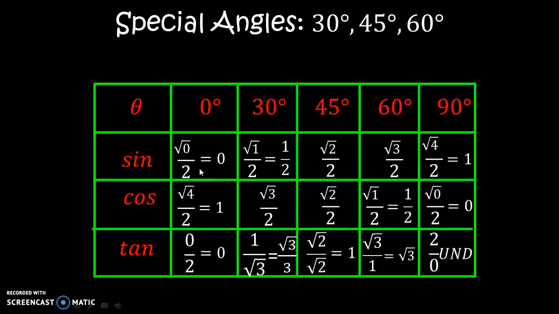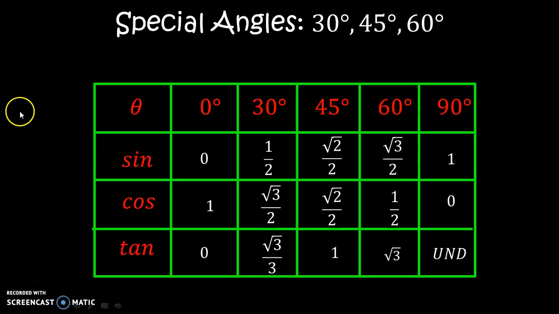Okay, I'll give you a more clear picture of this here. So sine 0 is 0, sine 30 degrees is 1/2, sine 45 degrees is square root of 2 over 2, sine of 60 degrees is square root of 3 over 2, sine 90 degrees is 1, and cosine 0 degrees is 1, cosine 30 degrees is square root of 3 over 2, cosine 45 degrees is square root of 2 over 2, cosine 60 degrees is equal to 1/2, and cosine 90 degrees is equal to 0, and tangent 0 degrees is 0, and tangent 30 degrees is square root of 3 over 3, and tangent 45 degrees is 1, and tangent 60 degrees is equal to square root of 3, and tangent 90 degrees is undefined.